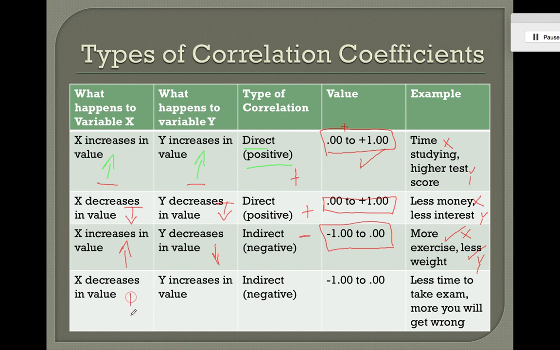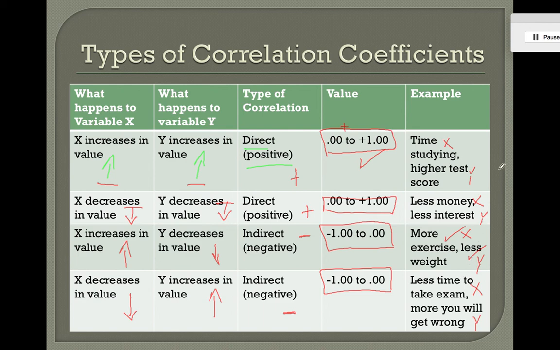As x decreases in value, y increases in value now. We're still going to have an indirect or a negative correlation. Our values still are between 0 and -1. Here, think of the less time that you have to take an exam, the more wrong answers that you're likely to get. So in this particular case, the time to take an exam is x. The number of answers that you get wrong is my y, my criterion.